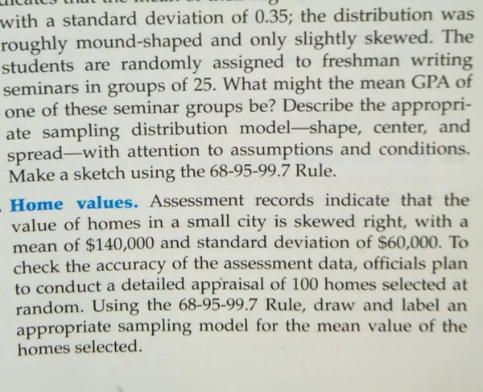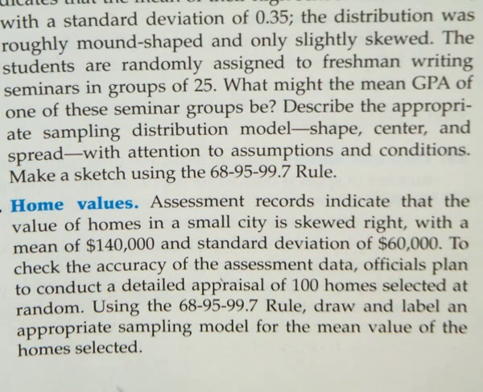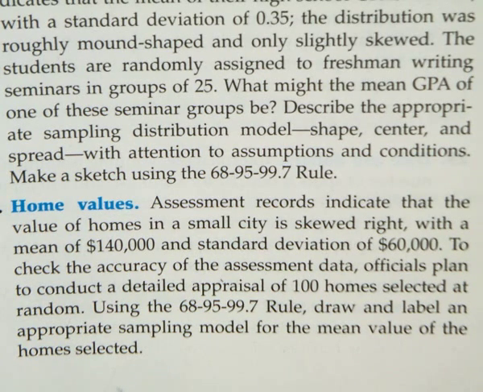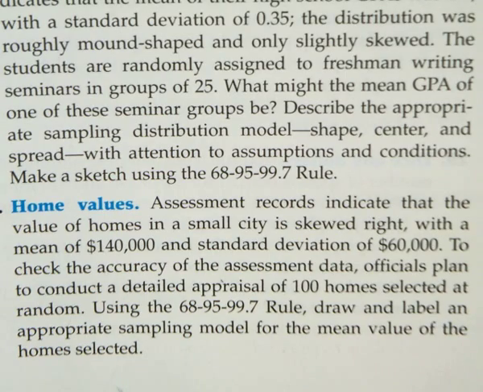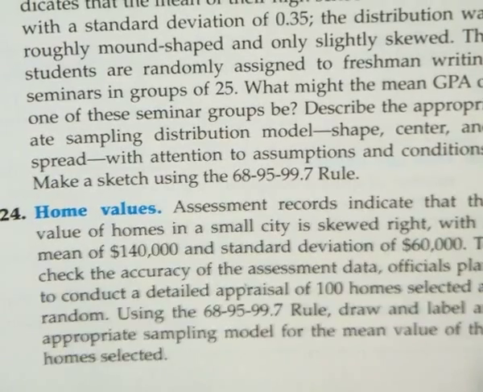Okay, so assessment records indicate that the value of homes in a small city is skewed right with a mean of 140,000 and standard deviation of 60,000. To check the accuracy of the assessment data, the officials plan to conduct a detailed appraisal of 100 homes selected at random using the 68, 95, 99.7 rule. Draw and label the appropriate sampling model for the mean of the homes that are selected.